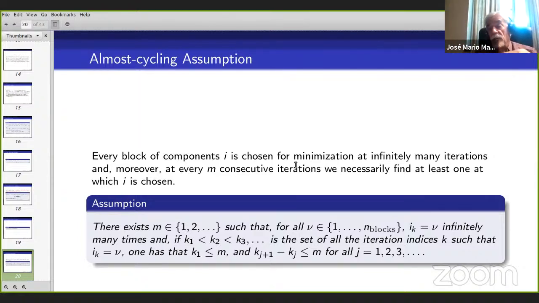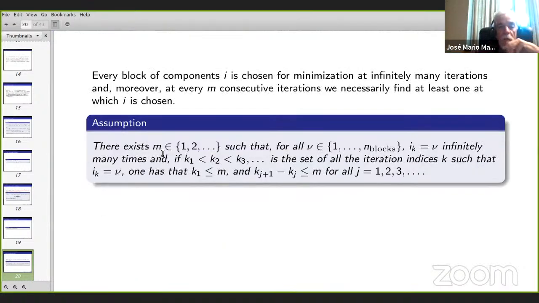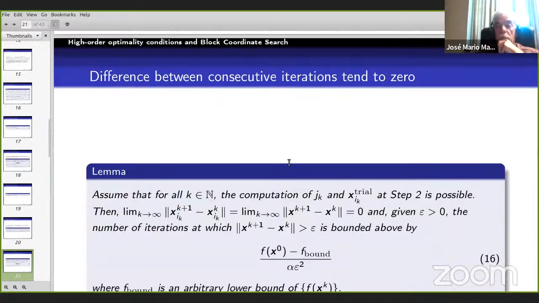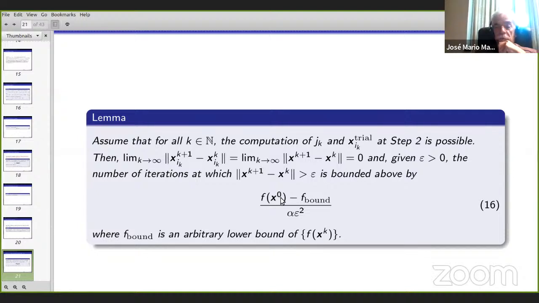But I need that for given m consecutive iterations, given a block i, you are always going to find a modification of the block i. That is to say, even if I don't do the precise cycling between blocks 1 to n, I can do something more liberal, but every maybe 100 iterations, all the blocks must be represented. Using this, we can prove this essential result that says that the difference between consecutive iterations goes to 0. I repeat that this is the property that is not satisfied by Powell's example.